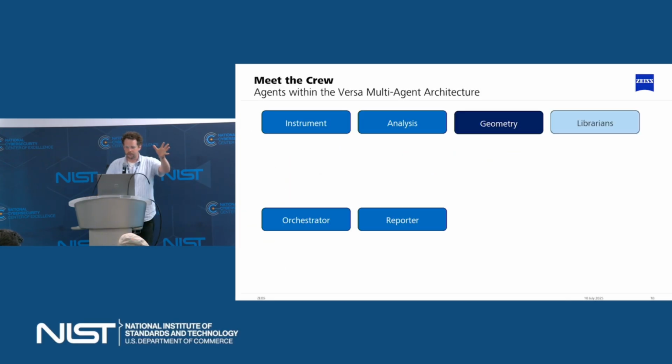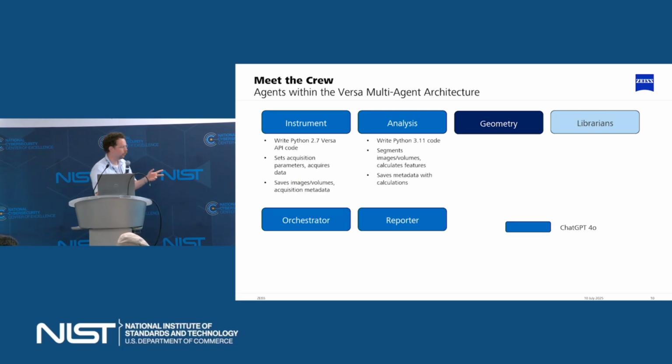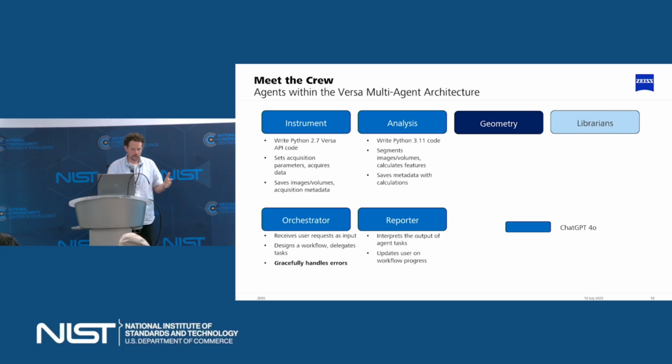It's composed of 5 different large language model instances and 1 hard-coded math module. Probably the 2 most important large language models are what I call the instrument agent and the analysis agent. The instrument agent is an expert at writing Python code specifically for the Versa X-ray microscopes, for operating the microscope. And the analysis agent is an expert at writing Python scripts for segmenting images and 3D tomography volumes. There's an orchestrator. This is the user entry point into the system. It's the one who receives the instructions, plans a workflow, and then delegates tasks to the instrument or the analysis agent based on what the user asks.